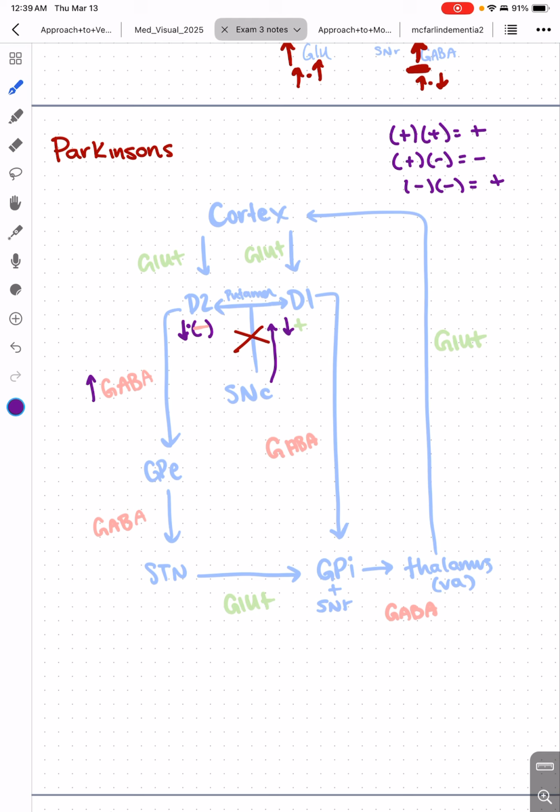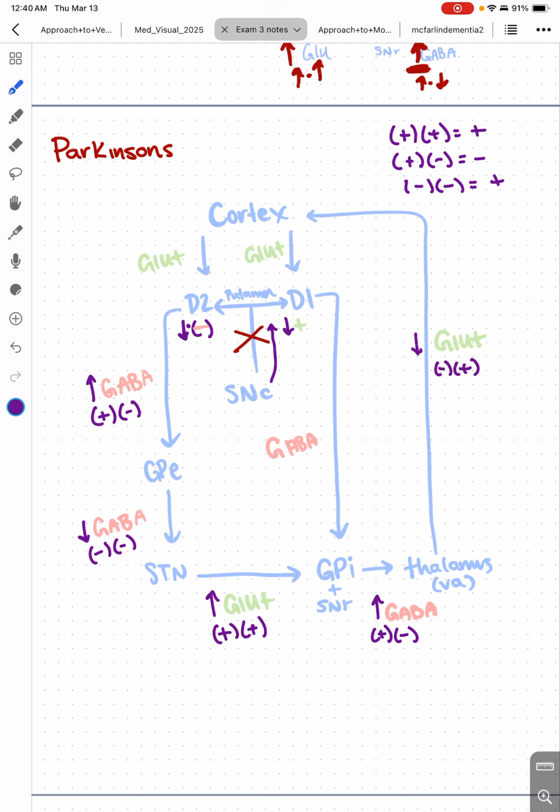So if we have a negative times a negative, that's going to be a positive impact on the next neurotransmitter. So let's take a positive increase in GABA. That's essentially a positive times a negative, which is going to give us a negative effect on the next neurotransmitter. So now we have a negative times a negative, which gives a positive increase on glutamate in the next step. A positive times a positive gives a positive effect on GABA in the next step. A positive times a negative gives a negative effect on the next step. And a negative times a positive is a negative effect on the cortex.